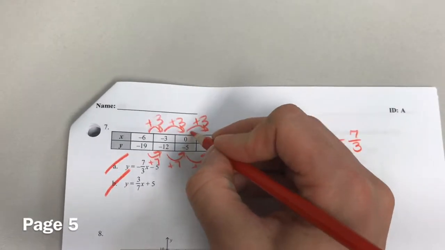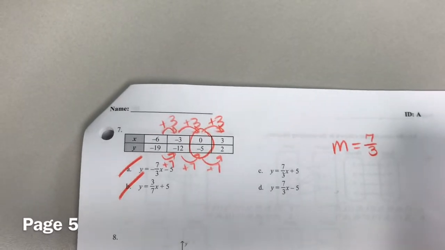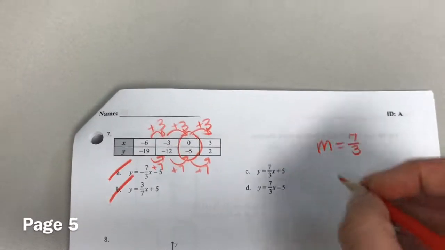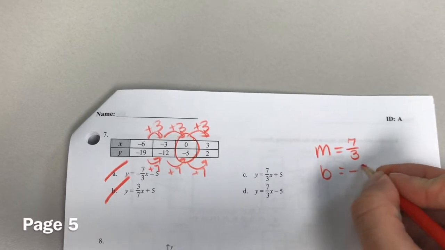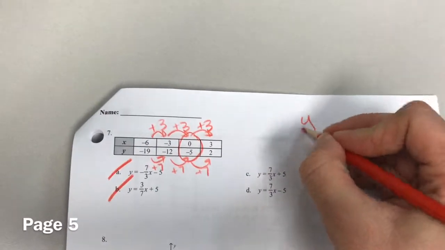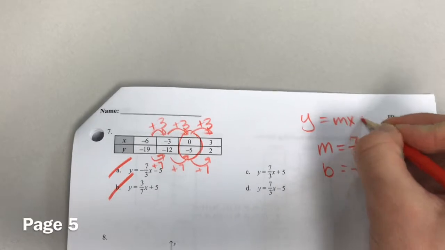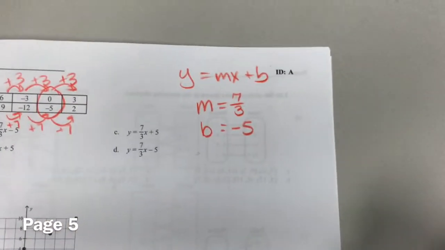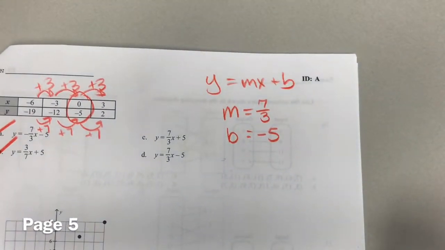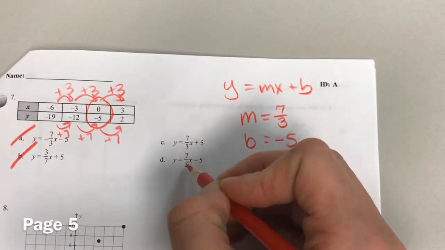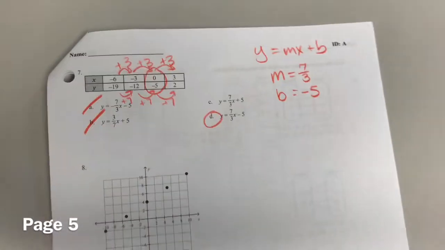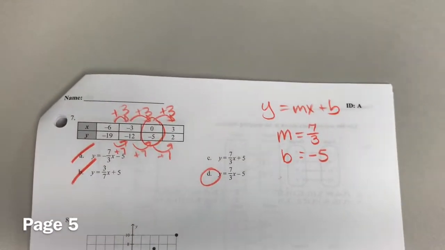My y-intercept is (0, -5), which means my y-intercept is negative 5. If y equals mx plus b, that looks just like lin reg anyway. My slope would be 7 over 3, and my b would be negative 5. So y equals 7 over 3 x minus 5. D is my answer for 7.